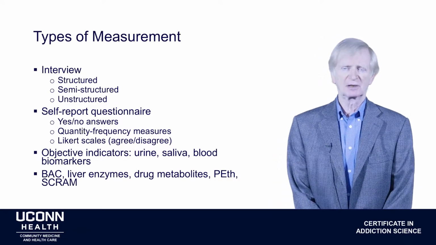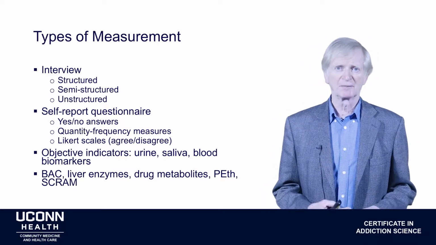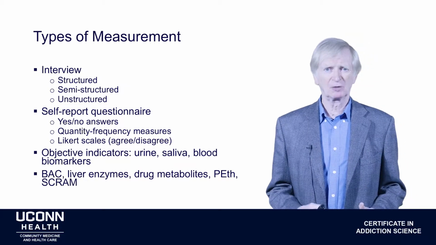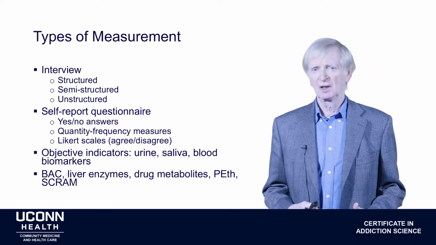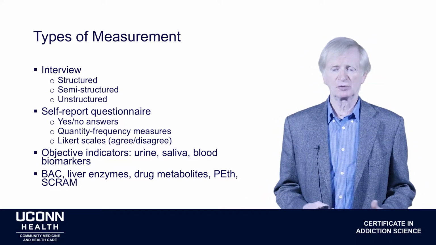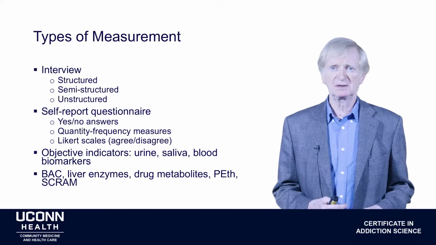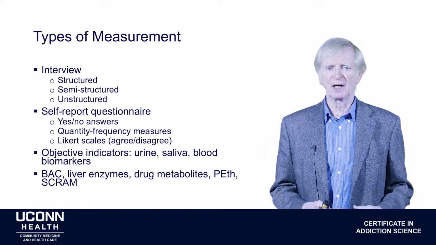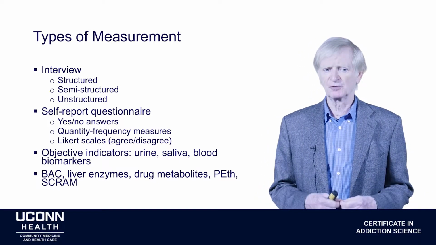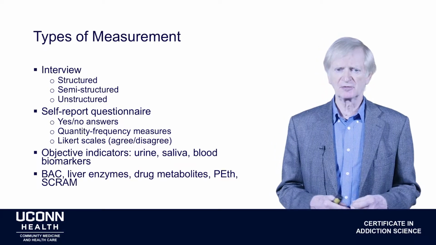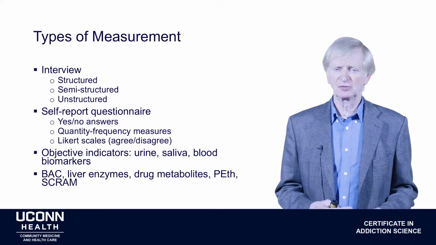Finally, we have objective indicators that come from samples of urine, saliva, or blood. These are called biomarkers, and typical biomarkers for alcohol include blood alcohol level, liver enzymes, and other measures which are sensitive to recent alcohol consumption. PEth, or PETH, is now providing a quick method of getting a blood drop from a person's finger that can be quickly analyzed to determine approximately how much they've been drinking over the past 2 or 3 weeks.